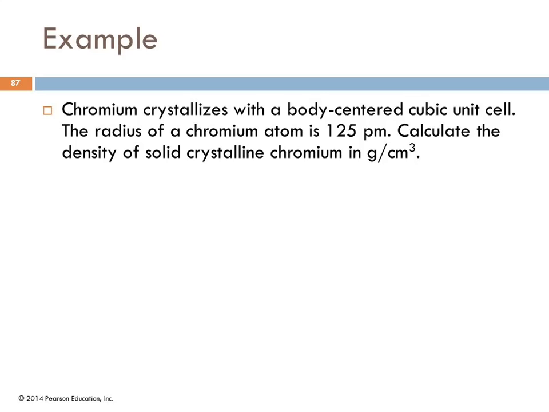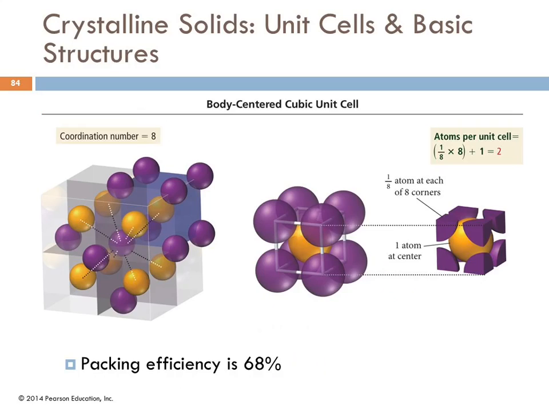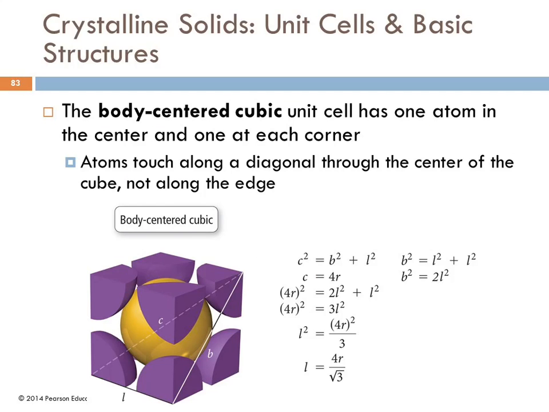So chromium crystallizes with a body-centered cubic unit cell. The radius of a chromium atom is 125 picometers. Calculate the density of solid crystalline chromium. What? Right? Okay. Body-centered cubic cell. So let's go back to that. It's face-centered, body-centered. So packing efficiency of 68%, that might be helpful. Length of a side, 4r over the square root of 3. There's no way I'm going to remember that.